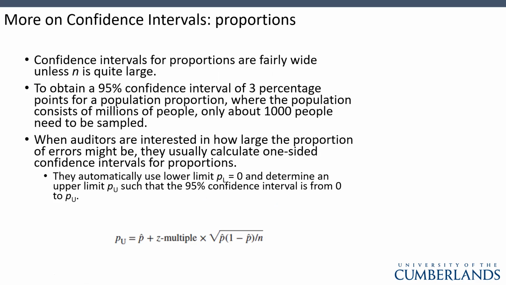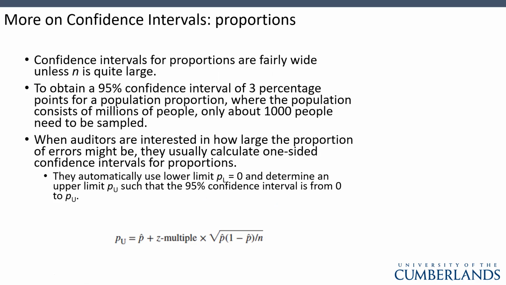And as you can see here, the confidence intervals for proportions are fairly wide unless N is quite large. To obtain a 95% confidence interval of 3 percentage points of a population proportion, where the population consists of millions of people, only about 1,000 people need to be sampled.